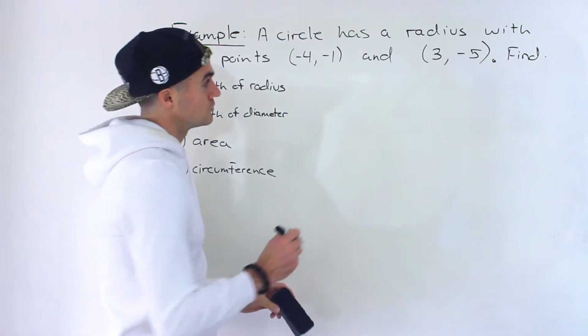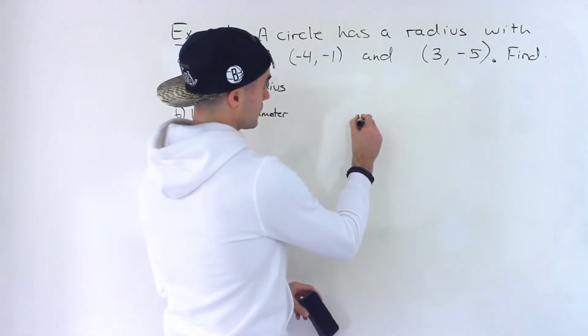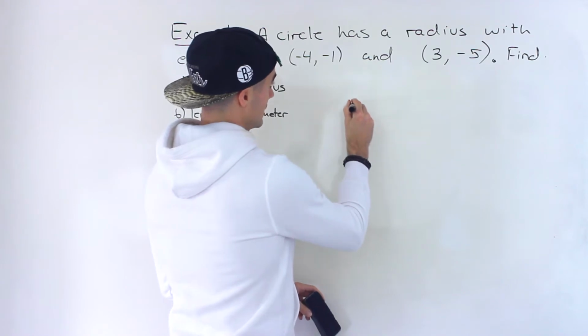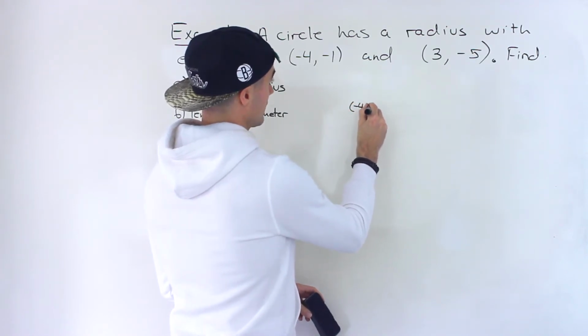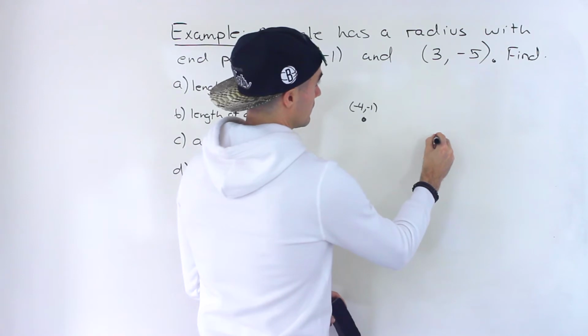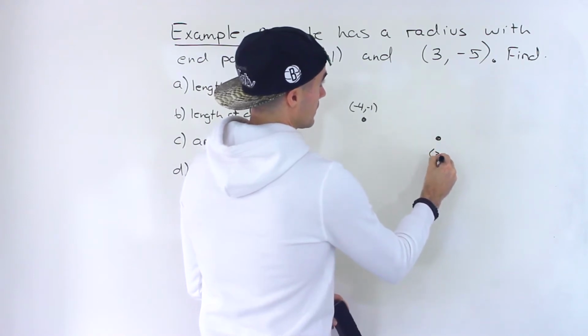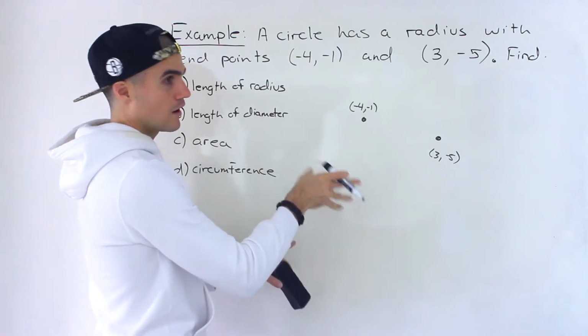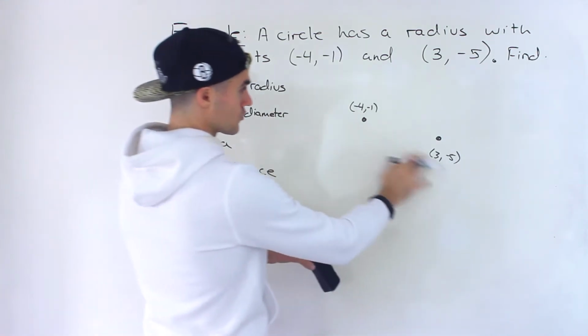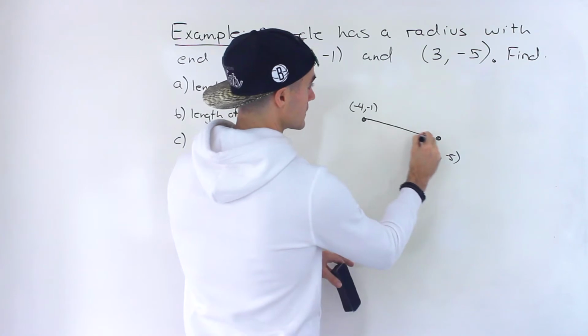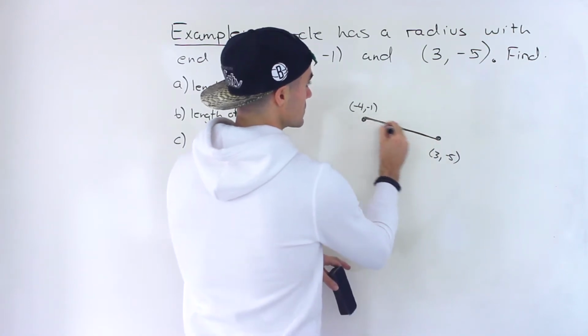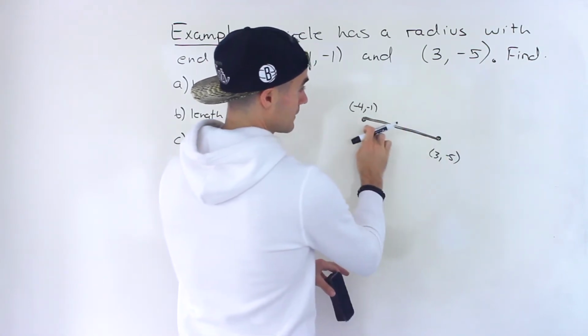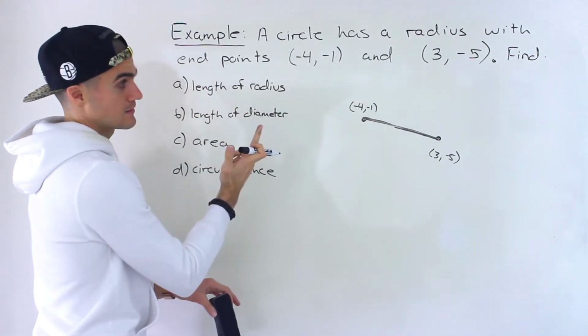So we have this circle here with these endpoints, so we got -4 and -1 and 3 and -5, like that. This is not to scale on like a Cartesian plane, I'm just sort of drawing it out. So this here would be the radius of the circle. So what we got to do in this case is find the length of this for part A, right?